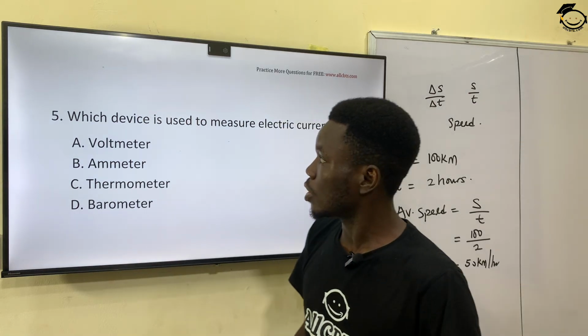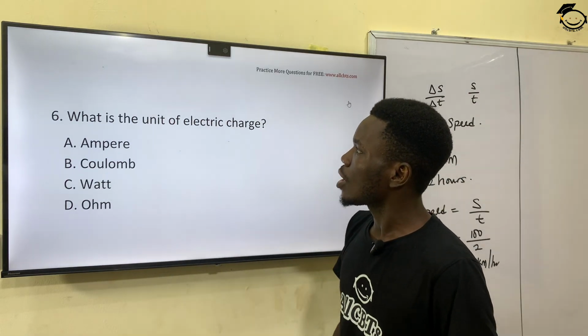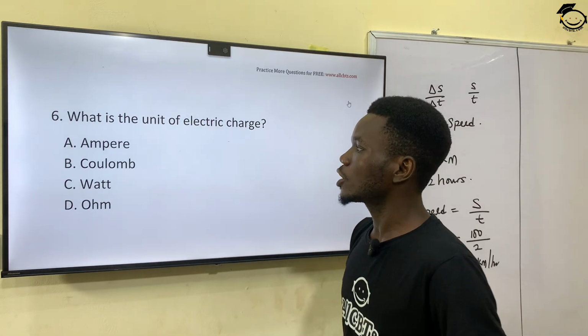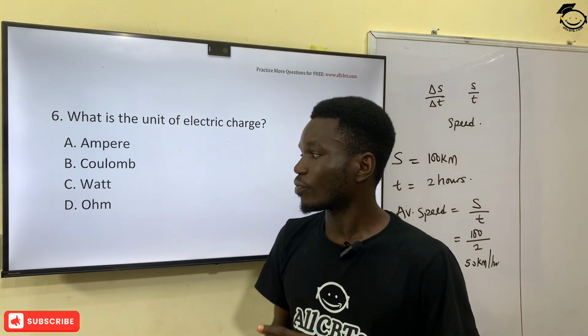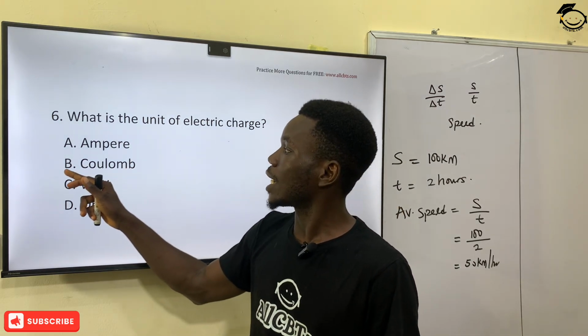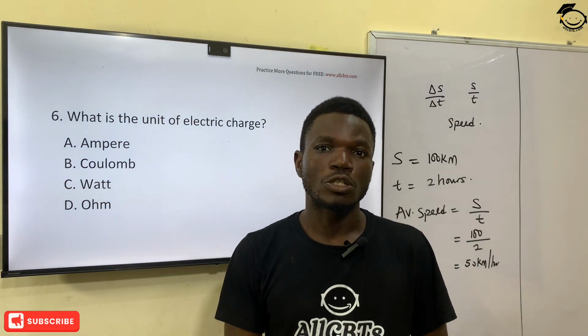So that takes us to question number 6, which is, what is the unit of electric charge? The unit of electric charge is coulomb, named after Sir Coulomb. So the unit of electric charge is coulomb. That is option B.